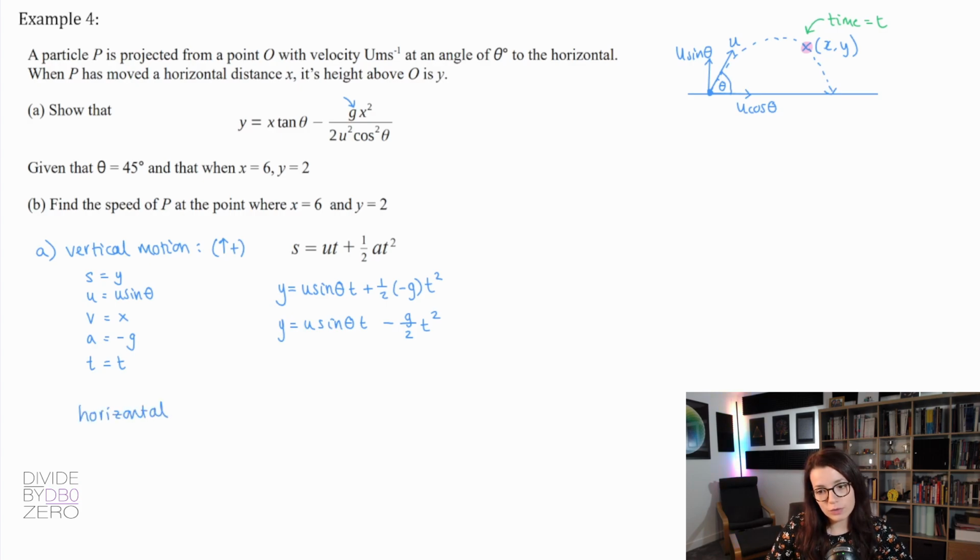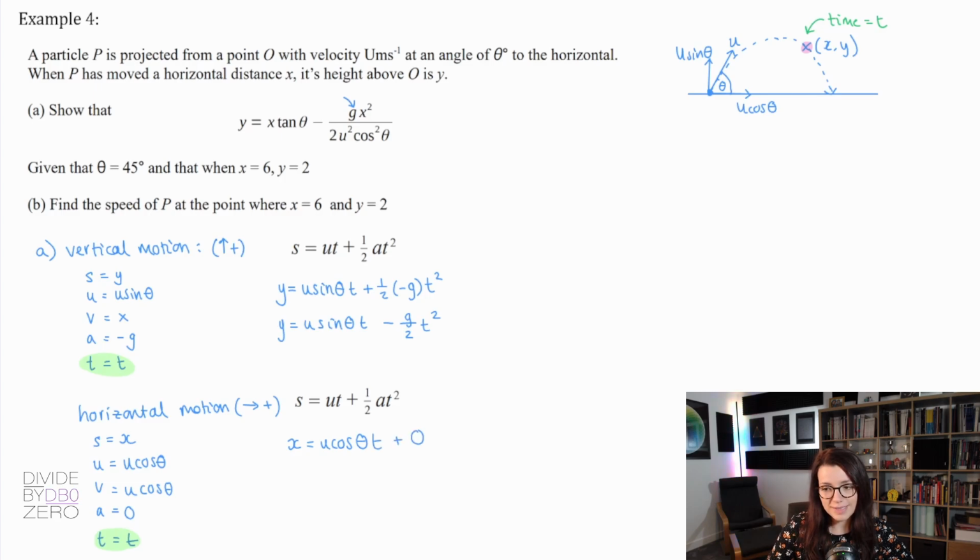Next, I'll think about horizontal motion, going to the right as positive. Another suvat. Horizontally, displacement is x, and initial velocity is u cos theta now. Final velocity stays the same horizontally because a is 0, and t is still t, same time as the vertical motion. Once again, the t links the two motions together. If we use suvat for this direction, we get this. Just going to put 0 because a is 0. And then we can rearrange this for t to get t is equal to x over u cos theta.